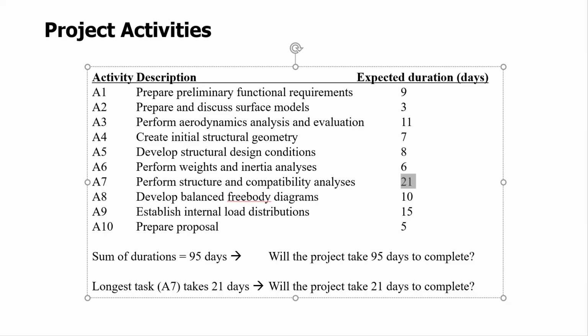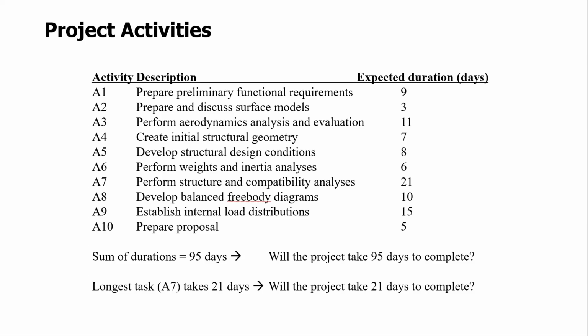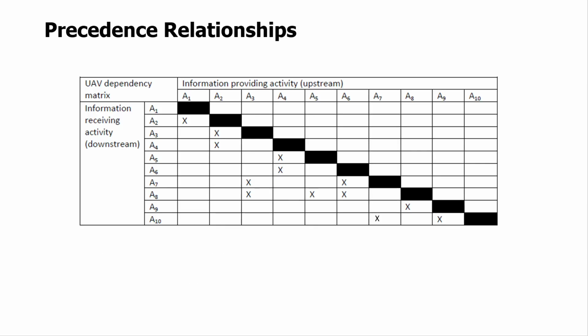However, neither of these is a correct answer, because these activities have some relationships to one another, in the sense that some of those activities require other activities to be completed before. The precedence relationships can be expressed in a matrix format, as an incidence matrix, where an X indicates that activity 2 requires activity 1 to be completed first. Activity 3 requires activity 2. Activity 4 also requires activity 2, and so on.